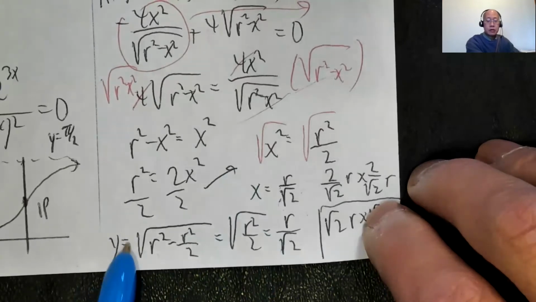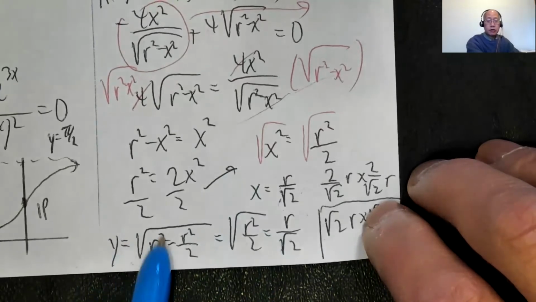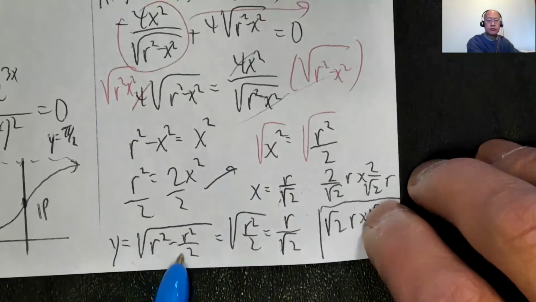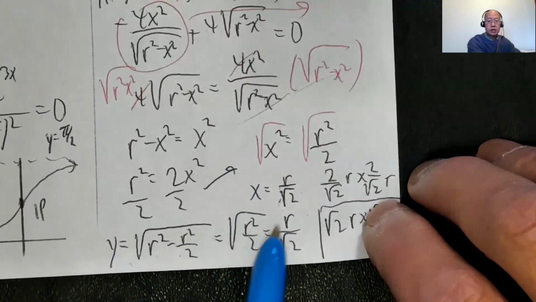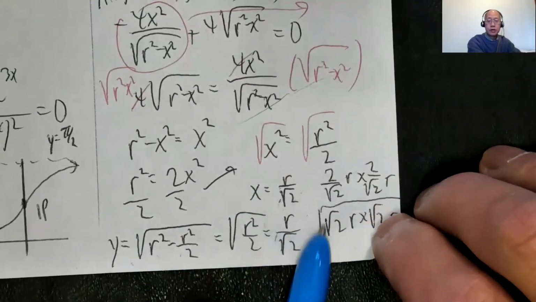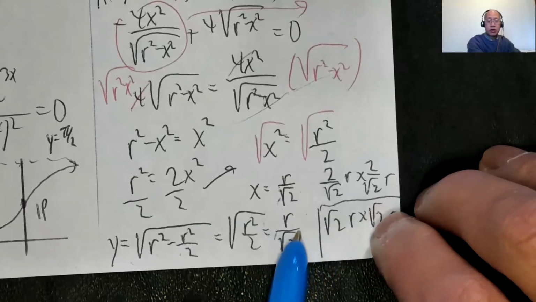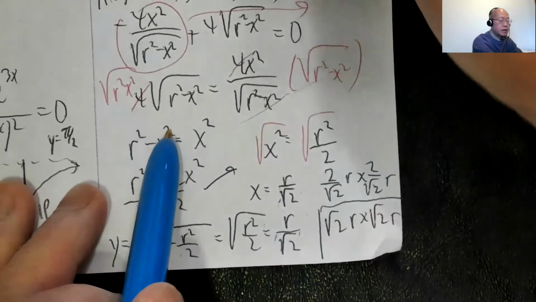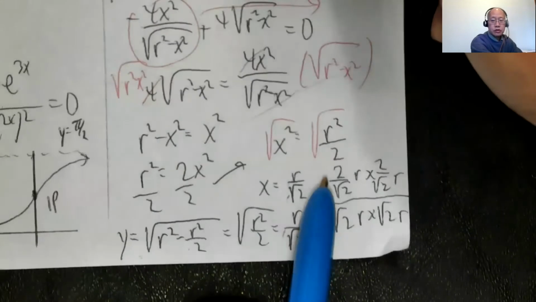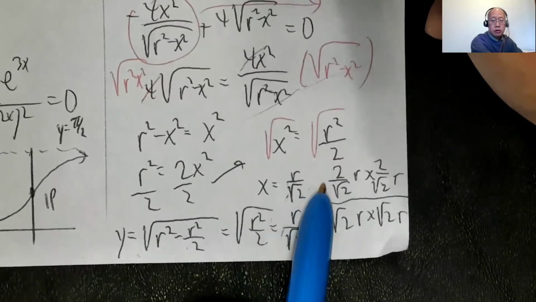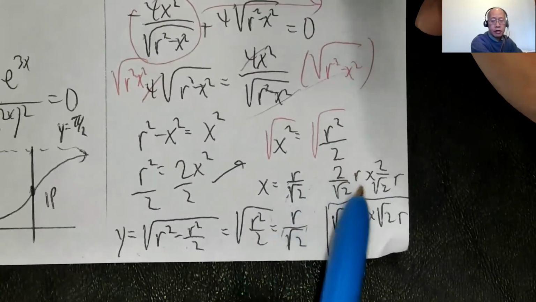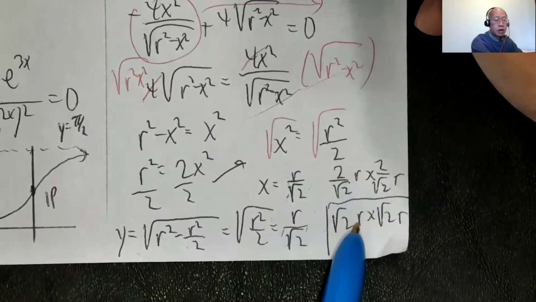And y, without doing the work, is the square root of r squared minus x squared, which is r squared over 2, which means y is also r over radical 2. So that's x, that's y, but for the dimensions you have to double this. So it's 2 over radical 2 r by 2 over radical 2 r. That's radical 2 r by radical 2 r.